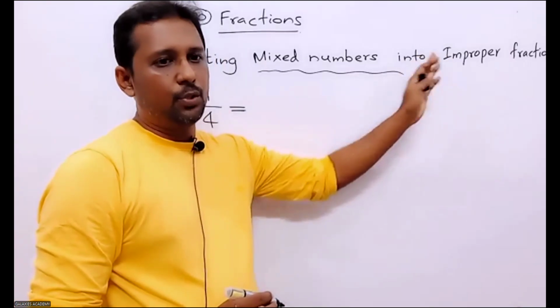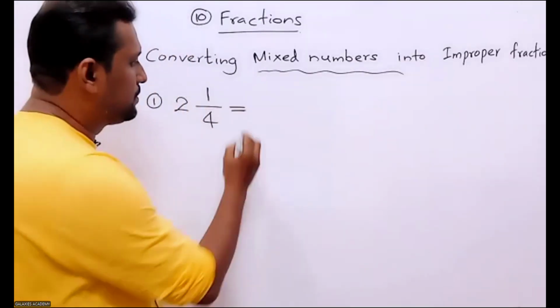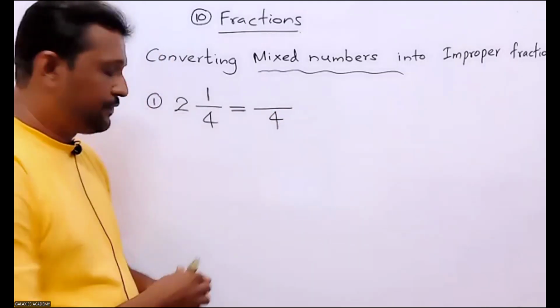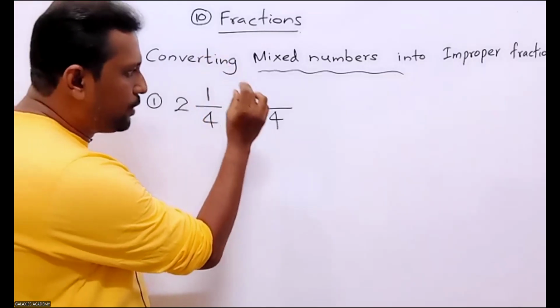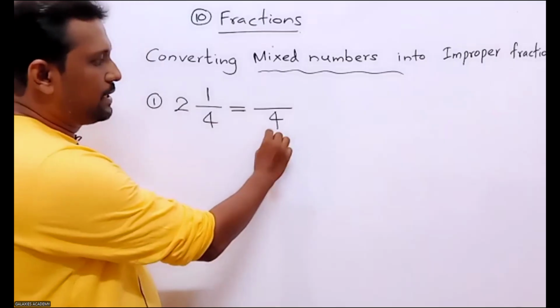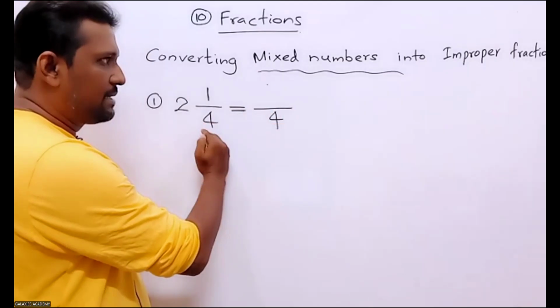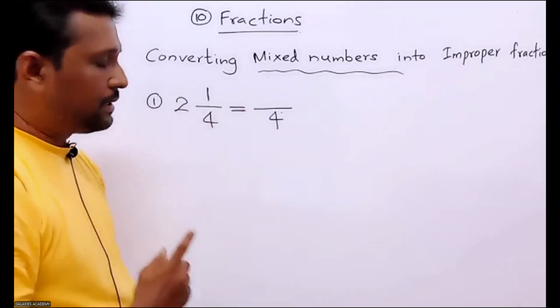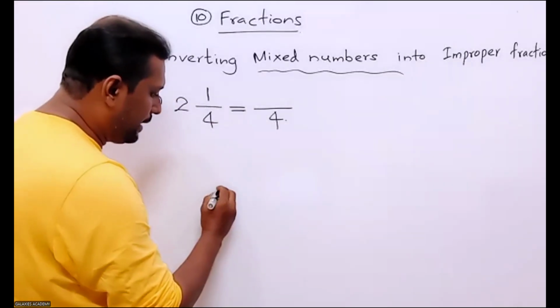Remember, if the denominator of the mixed number is 4, the denominator of the improper fraction should be the same value, also 4. Both the mixed number and the improper fraction have the same denominator. Then you have to get the numerator.